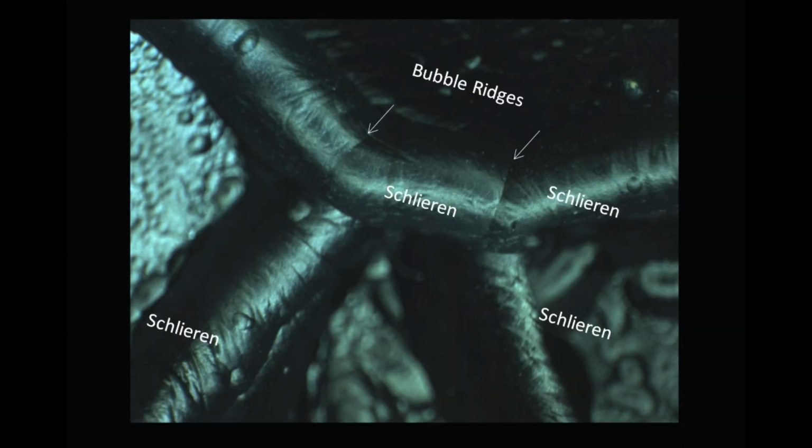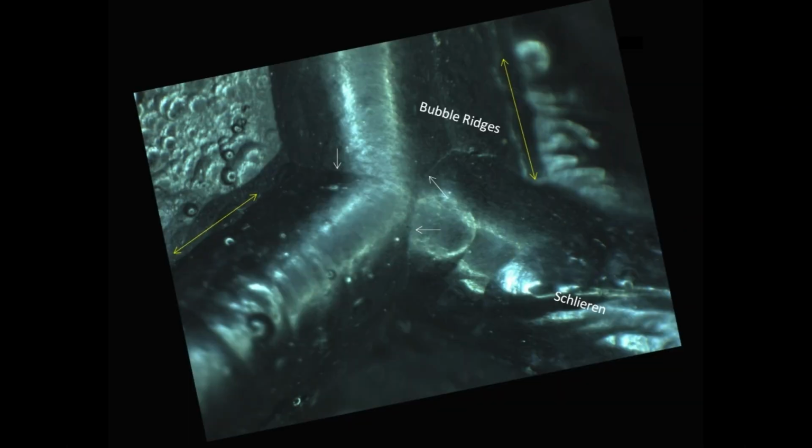The base of the grooves can show Schlieren in random directions to the grooves, some overlaid by sharp-edged bubble ridges. At this junction, a three-way bubble ridge is seen, and two tunnel ridges are visible.